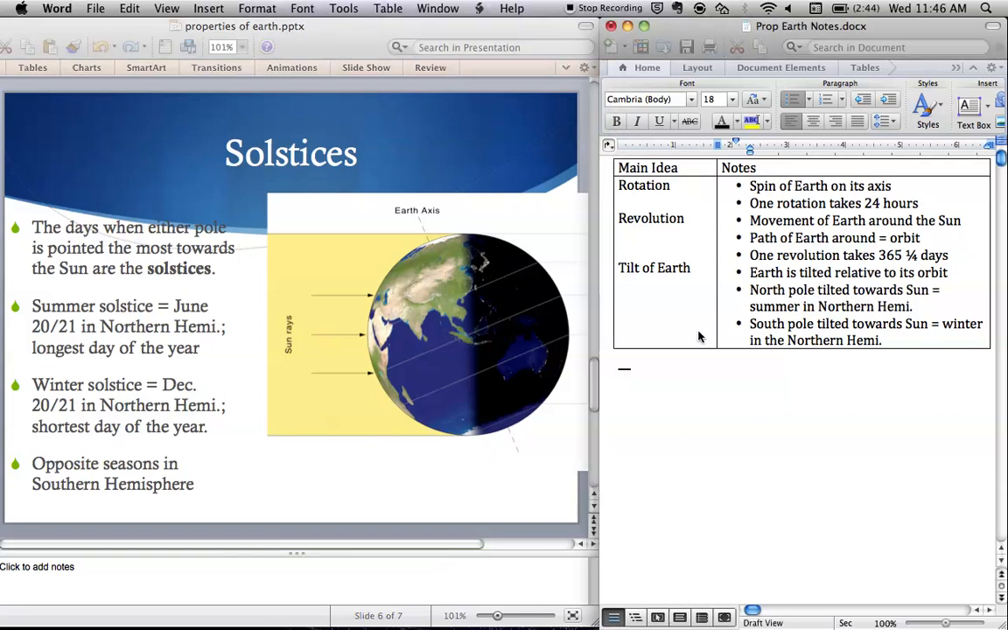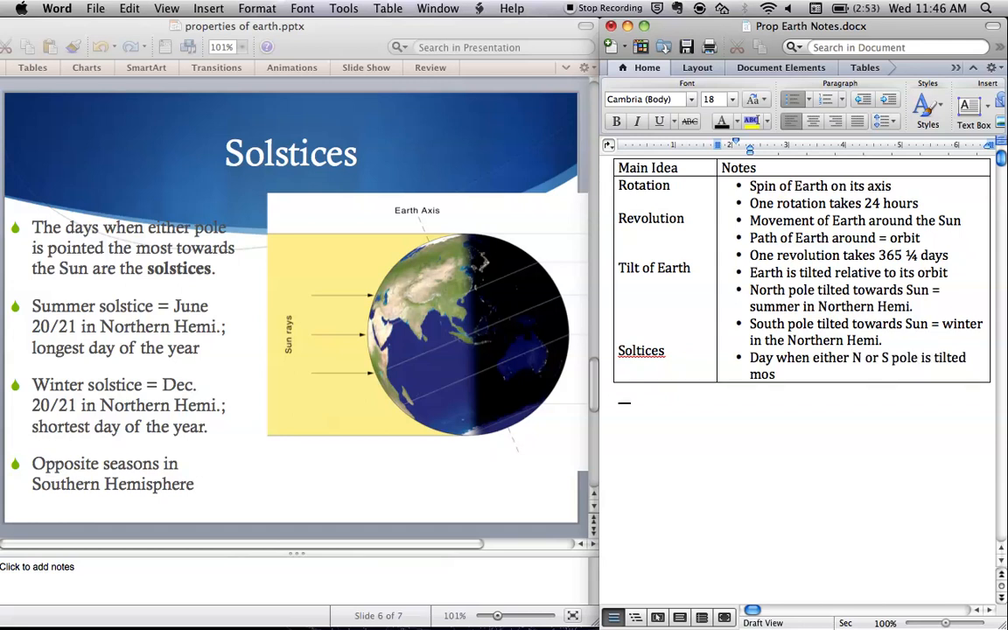The days when either pole is tilted most towards the sun are called solstices. So a solstice is a day when either the North or South Pole is tilted the most towards the sun. This is the start of summer for one hemisphere and the start of winter for the other. Our summer solstice is on June 20th or 21st in the northern hemisphere.